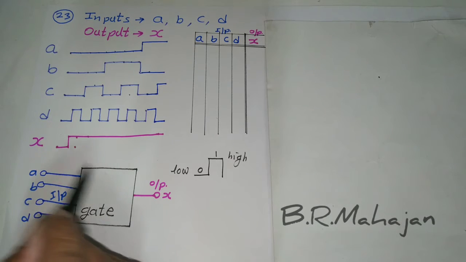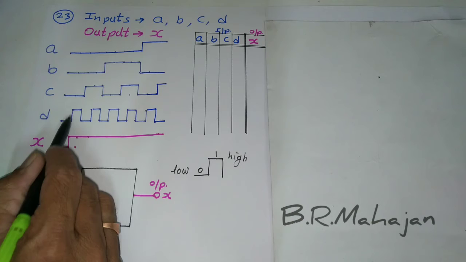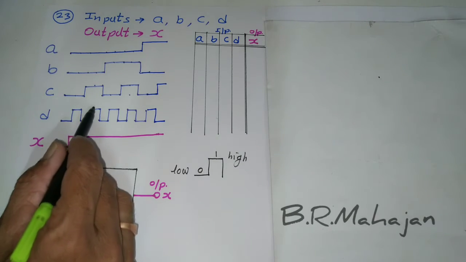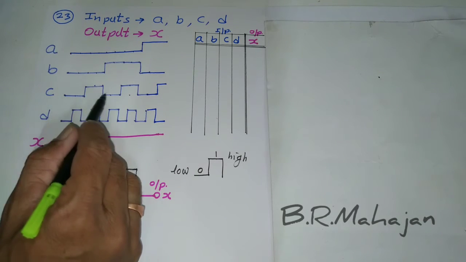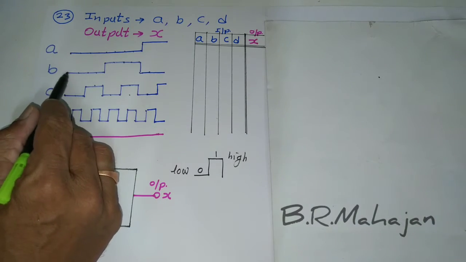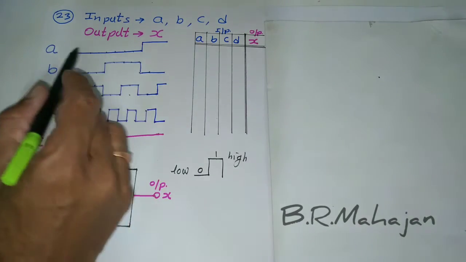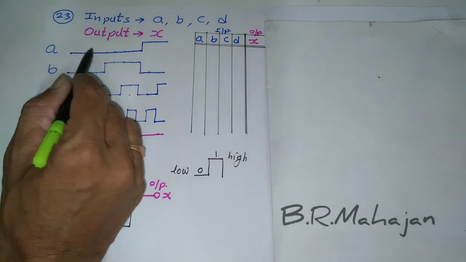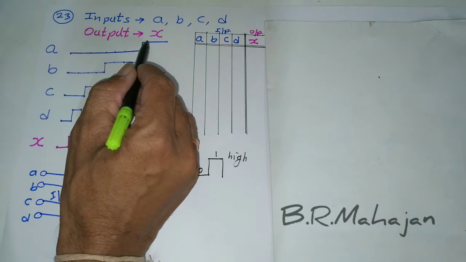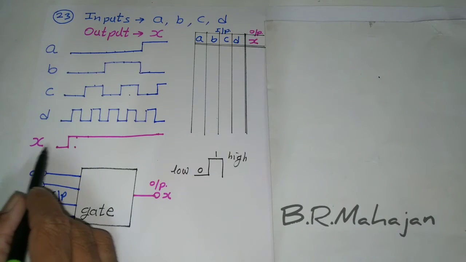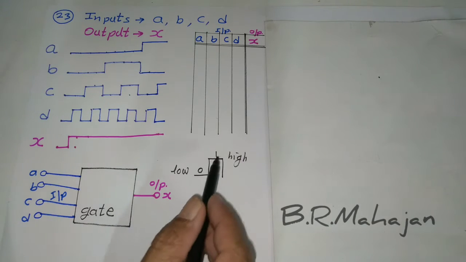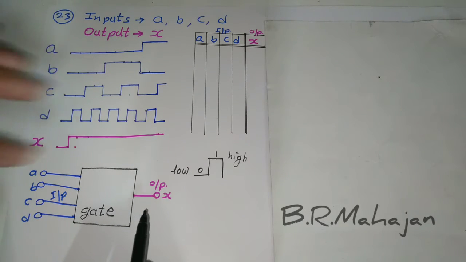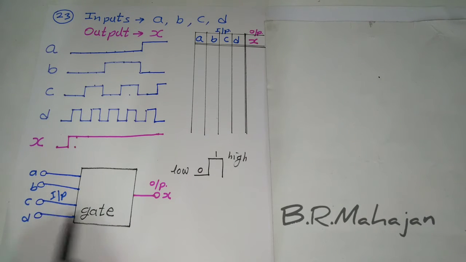What does it mean? The input D consists of 0 and 1, meaning low and high: 0, 1, 0, 1. The next one is 0, 0, 1, 1, 0, 0, 1, 1. Correspondingly, the next is 0, 0, 0, 1, 1, 1, 0, 0, and so on. For A, it is 0, 0, 0, 0, and sometimes then 1, 1. The output X is 0, 1, 1, 1, 1, and so on. With the help of all these values, 0 and 1, we can decide which type of gate this is. This gate consists of 4 inputs and only 1 output.